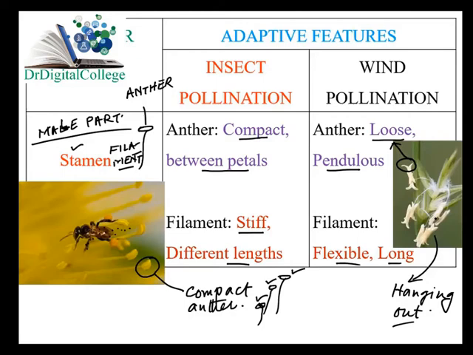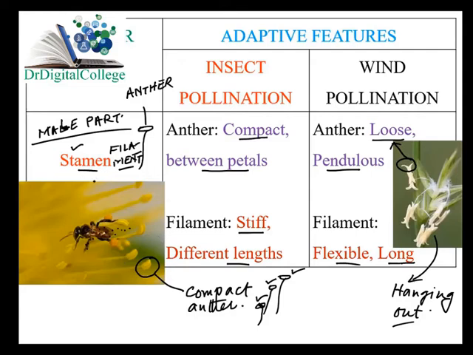On the other hand, here there is no need of having different lengths. They are all long and they have very flexible filaments so that they can swing with the flower. Okay, so these are the characteristics of the male part, the stamen in general.